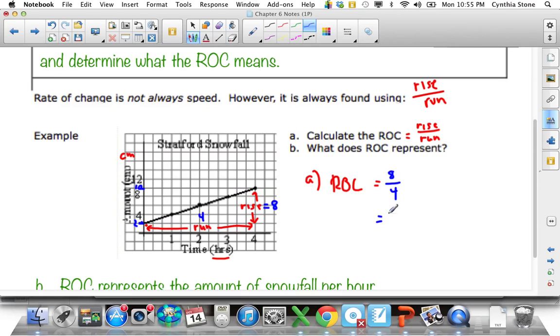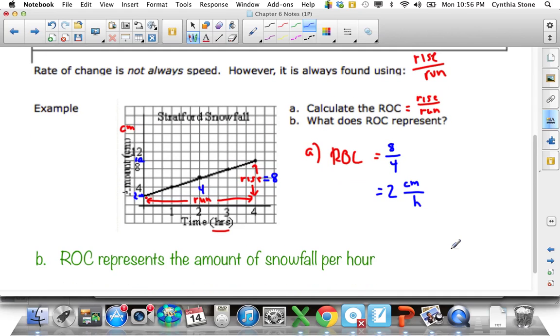And let's just get these units straight. It's the unit on here, which is centimeters. It's the Y unit divided by, over, or per, the X unit, hours. Let's put H for hours. So what does that mean? What does it represent in this case? It represents the amount of snowfall per hour. We're getting 2 centimeters every hour. That's the rate of change in that graph.